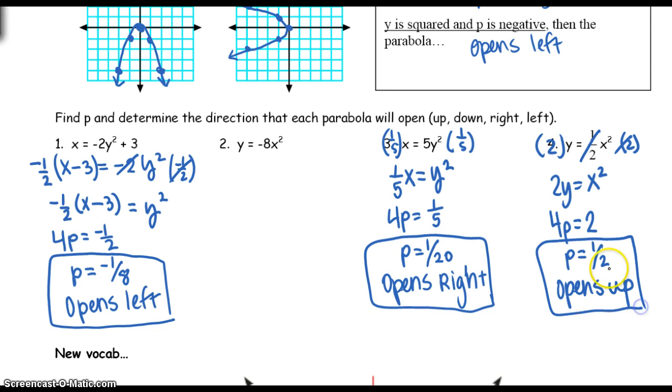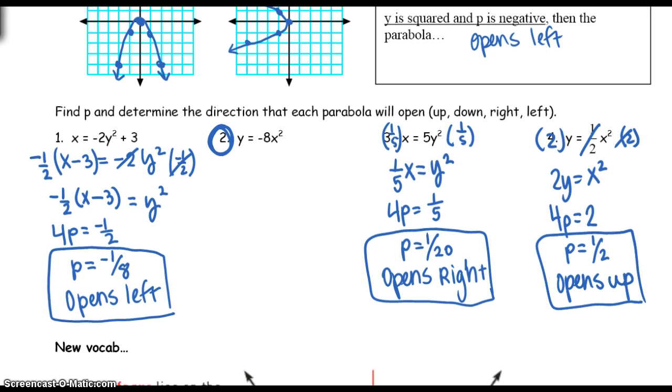Just like that. I'd like you to try number 2, bring that to class, and we'll discuss it the next time we see you. So go ahead and do number 2, bring that one to class.